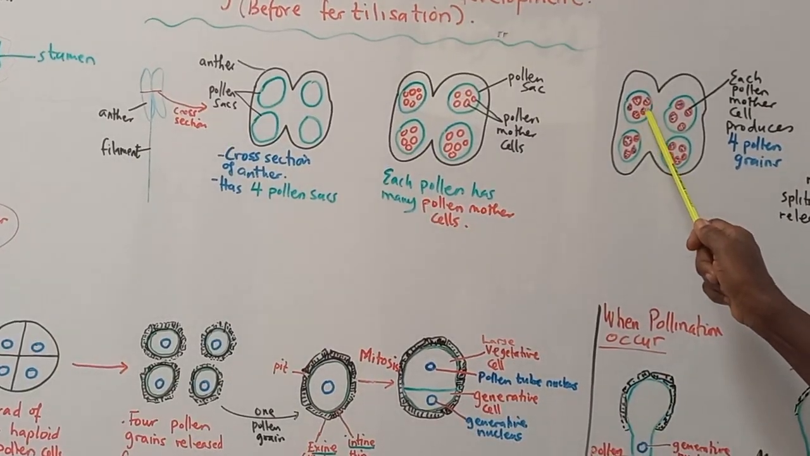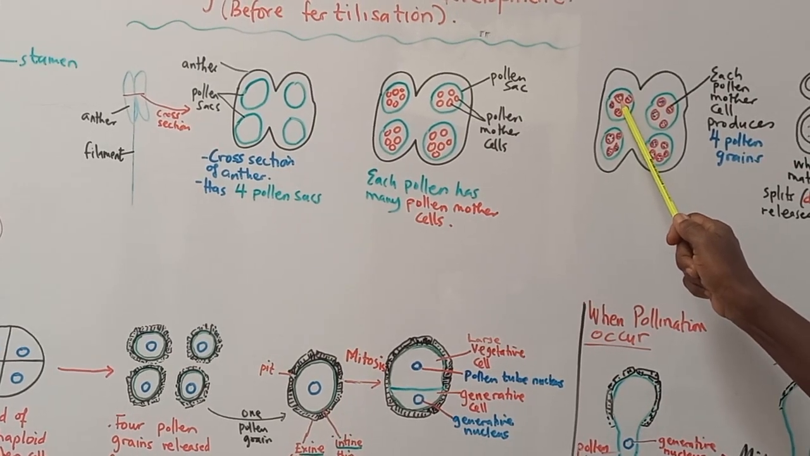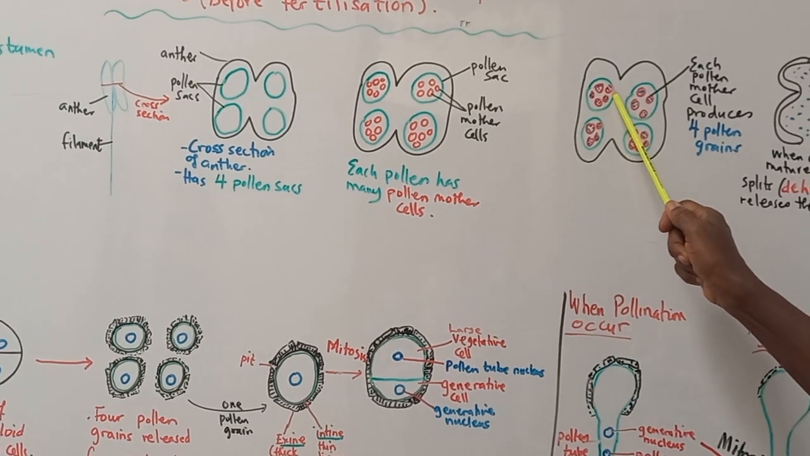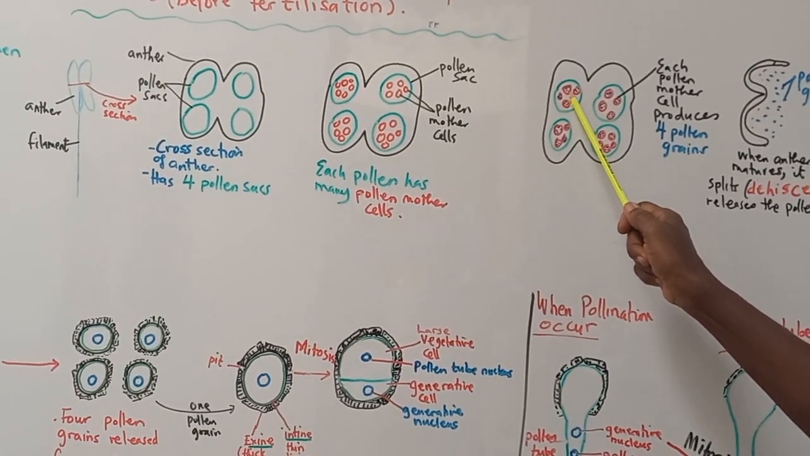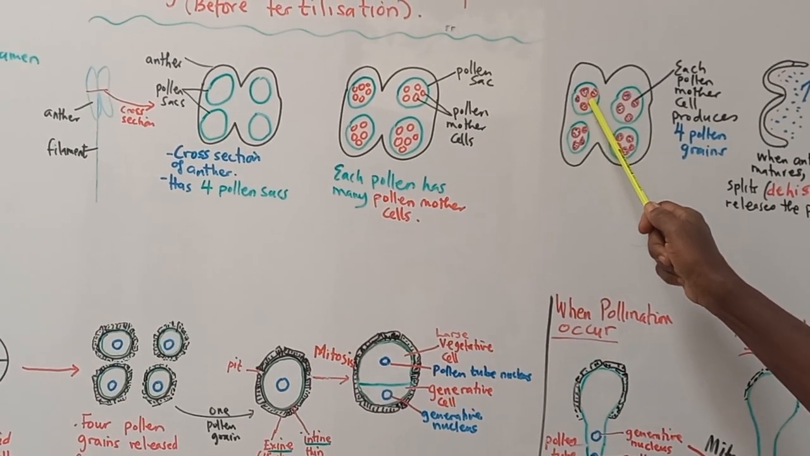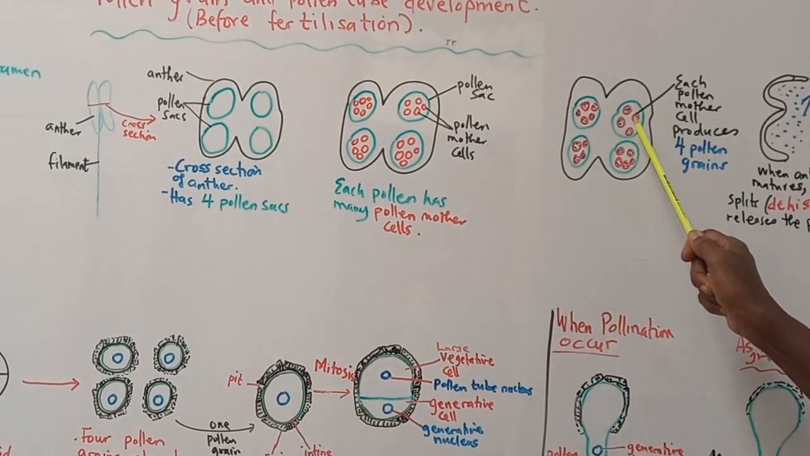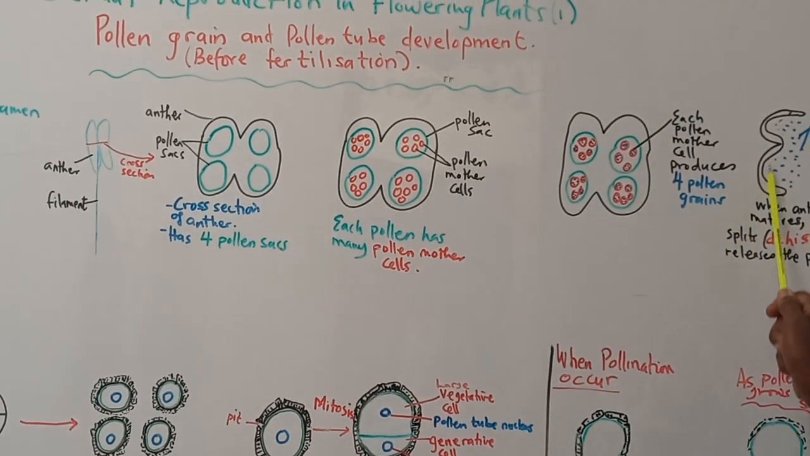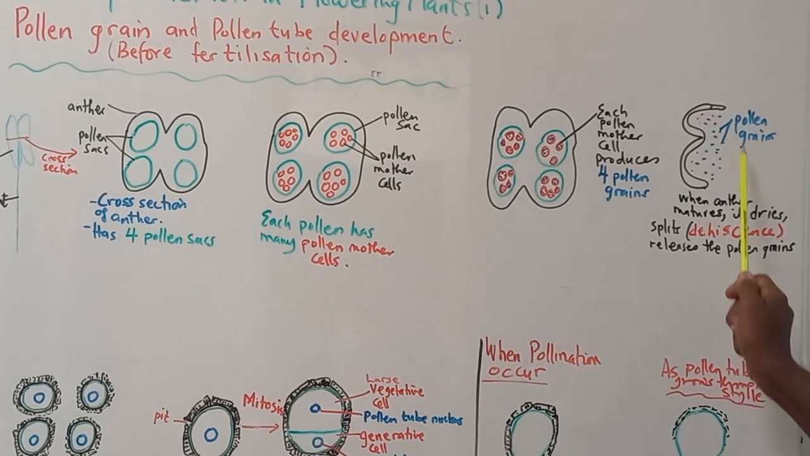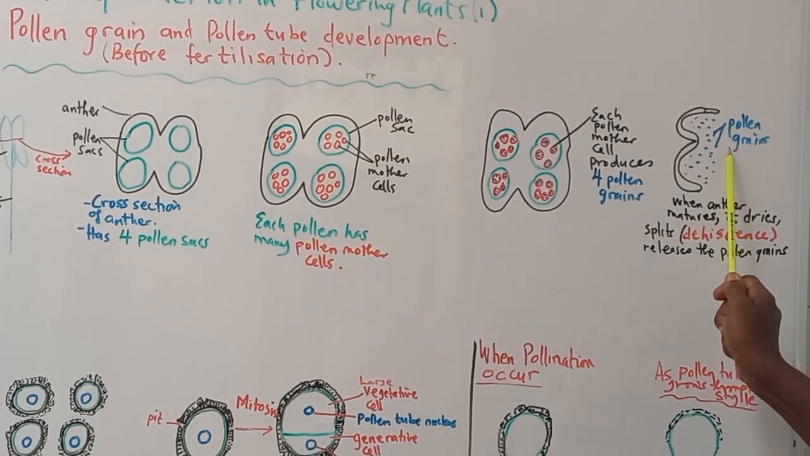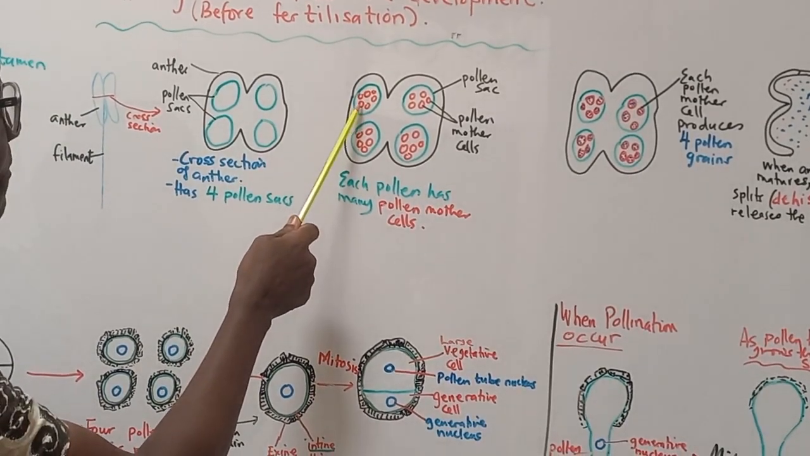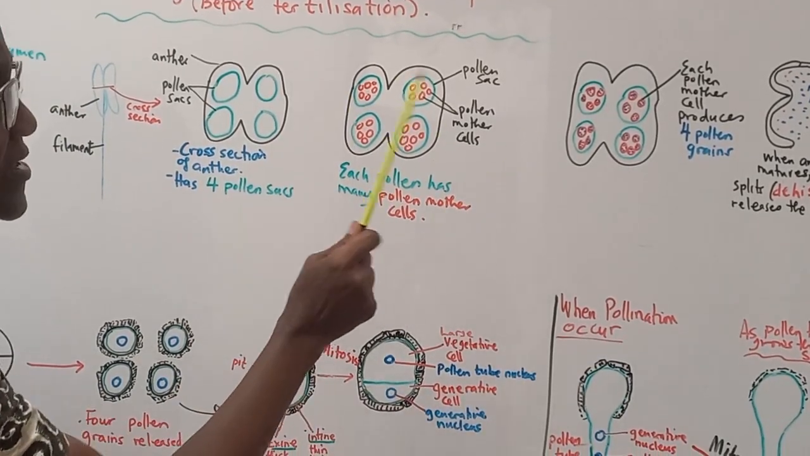And each pollen mother cell produces 4 pollen grains. Each pollen mother cell is 2N, and it produces 4 pollen grains, which are haploid each. When the anther is mature and dry, it splits open, that is, it dehisces, and releases the pollen grains. Now we want to discuss the detail of how the pollen mother cell produces the pollen grain.